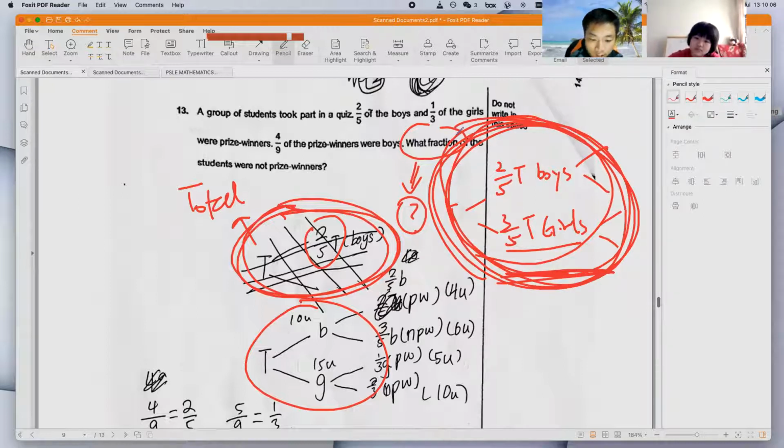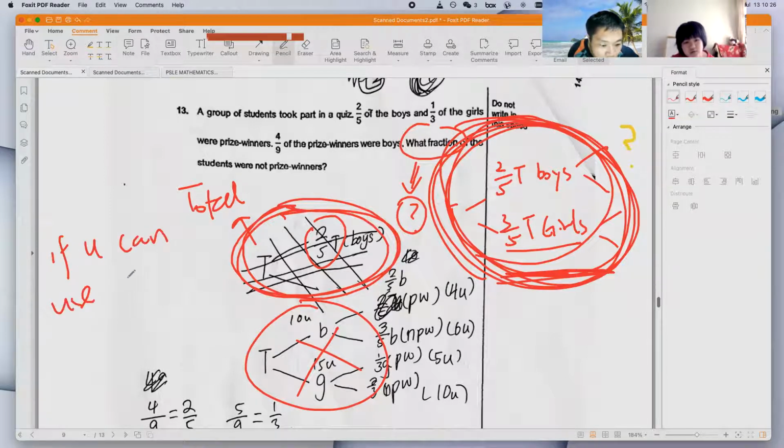You started correctly, but I don't know why somehow you go and change to this, which I also don't understand, what is this. Oh, I know why. Do you not remember? A group of students took part in the quiz. 2/5 of the boys and 1/3 of the girls were prize winners. Okay, good. So it's okay.